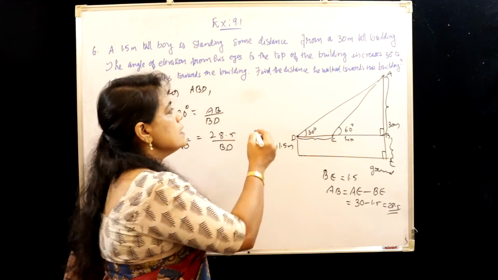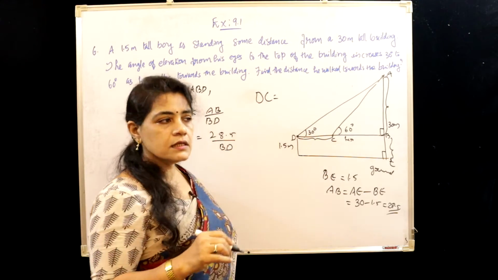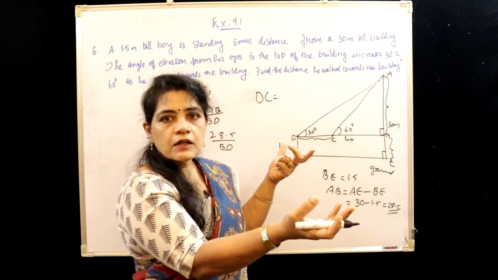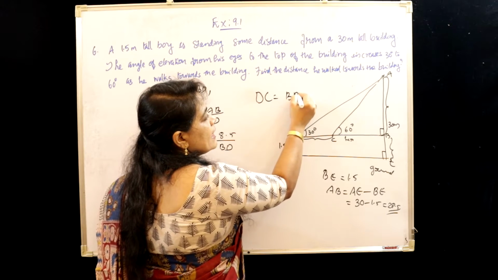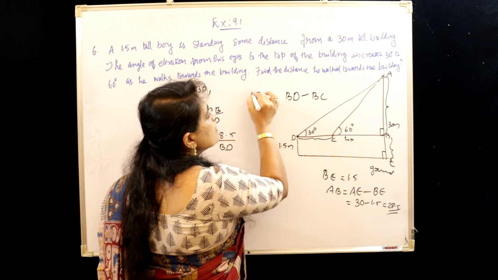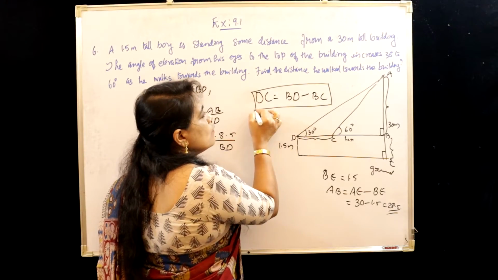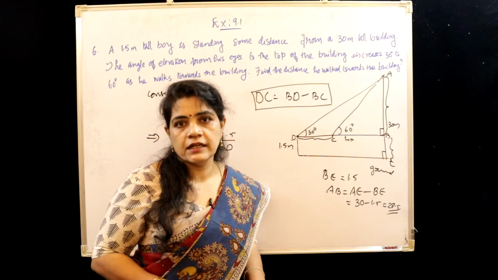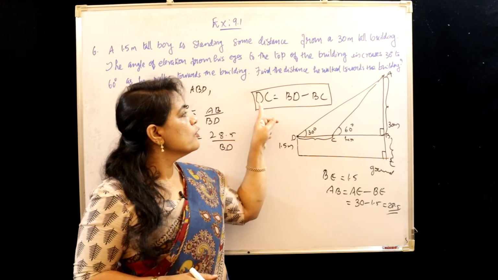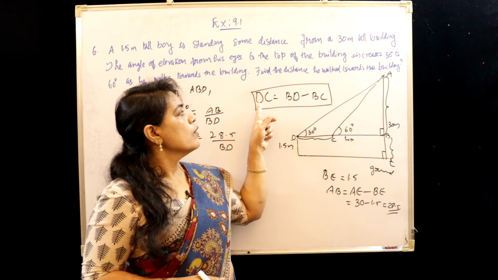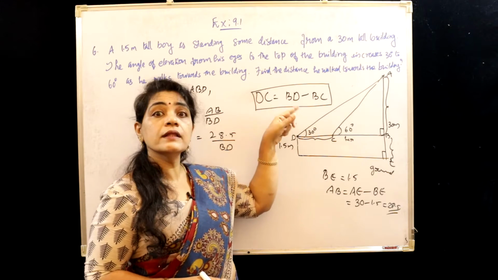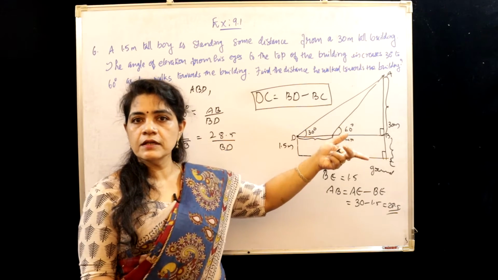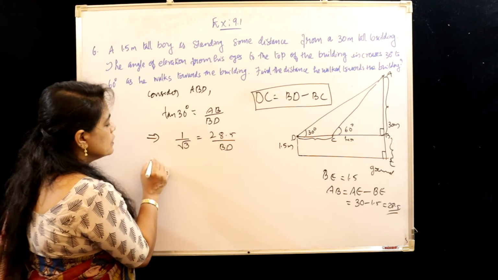Children, from this figure, what is the distance travelled? DC, and DC is equal to BD minus BC. If you subtract BC from BD, you will get the required answer. This is the distance that he walked towards the building as the angle of elevation changed from 30 degree to 60 degree. For that, this side BD should be there, so we have BD. Now the next step is BC. We need BC, so for that we can do the cross multiplication.